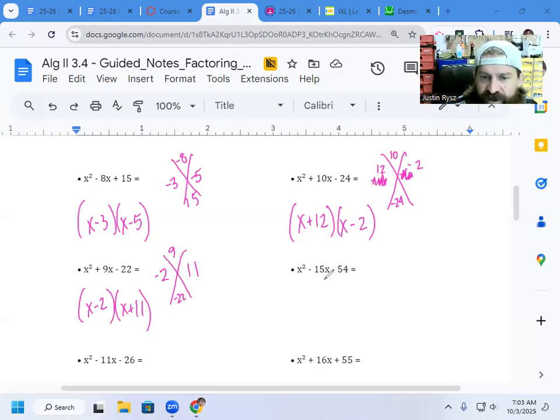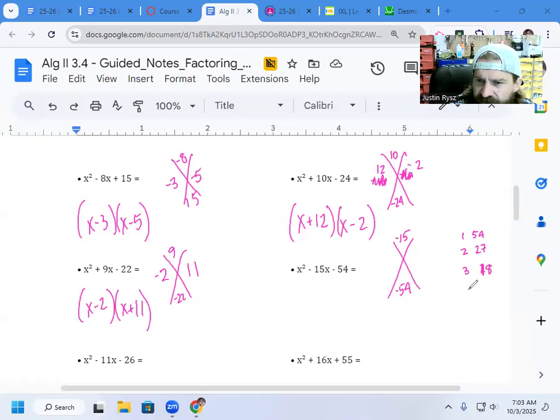All right, so here's a good one to look back and see here. Okay, we got negative 54, and we got to get a negative 15. Where's some 54s? I don't know these ones too well. So let's see, 1 and 54, 2 and 27. No. 3 and 18? Oh, okay, that's the combination.